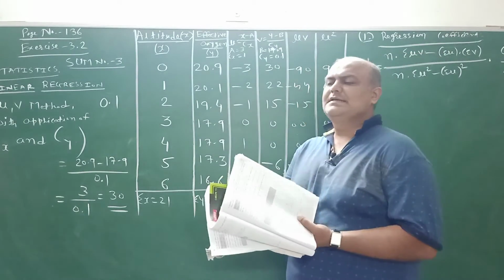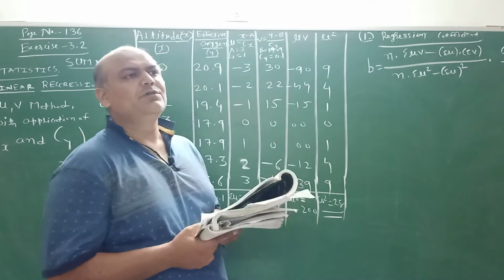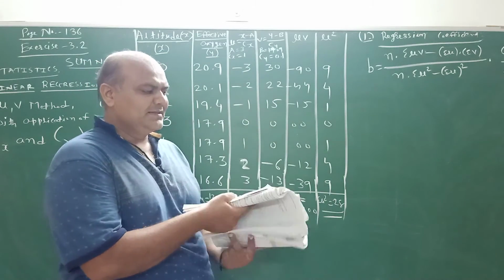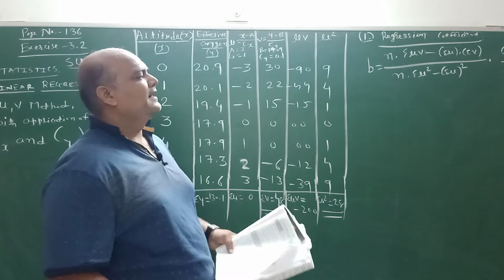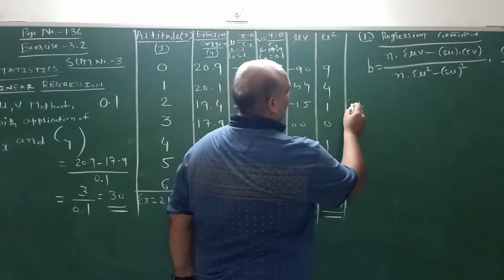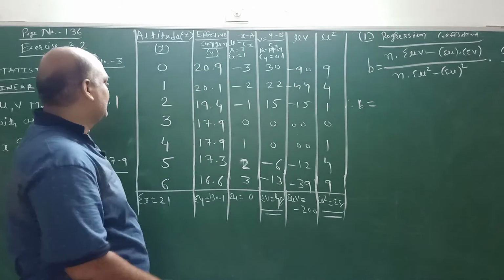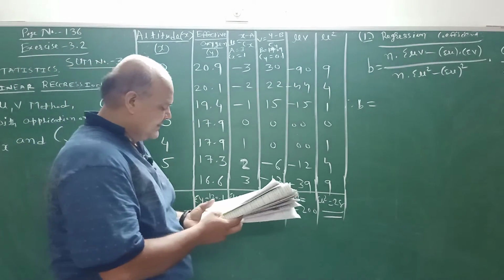Cy means the digit by which all the digits of y can divide, and Cx means the digit by which all the digits of x can divide. Now we put the values into the formula. n is the number of pairs, that is 7: 1, 2, 3, 4, 5, 6, 7.